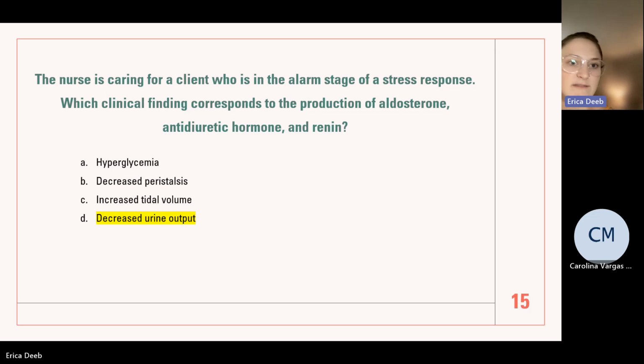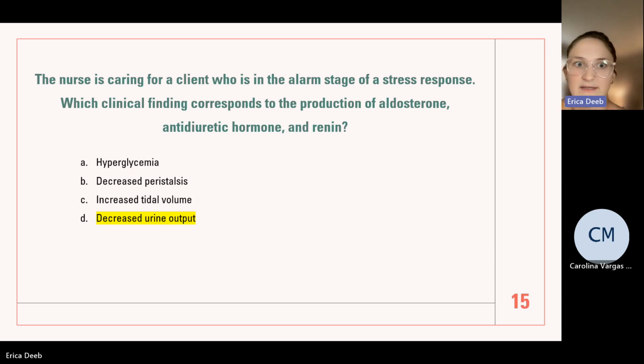Decreased peristalsis will also occur in the alarm stage, but it's because there's a need for more glucose, not from the RAS system. And then C, there will be an increased tidal volume, but again, it's unrelated to the RAS system. So when we're thinking aldosterone, ADH, renin, immediately we're thinking of the urinary tract. So decreased urine output.